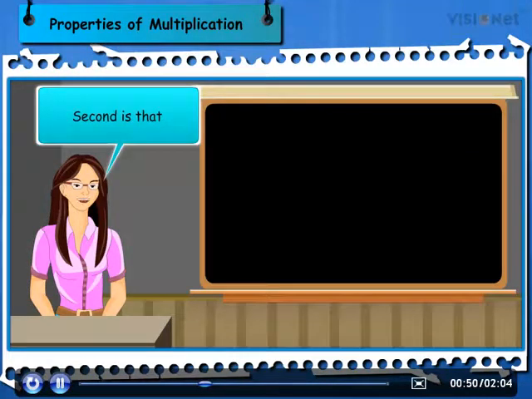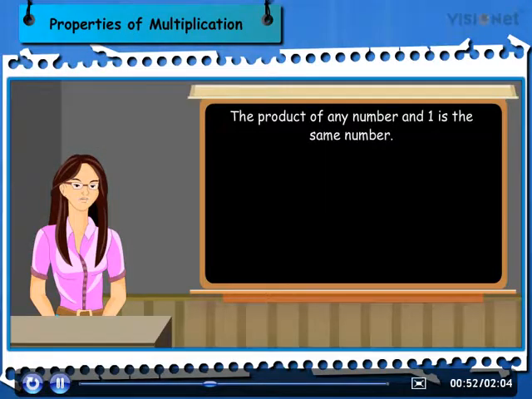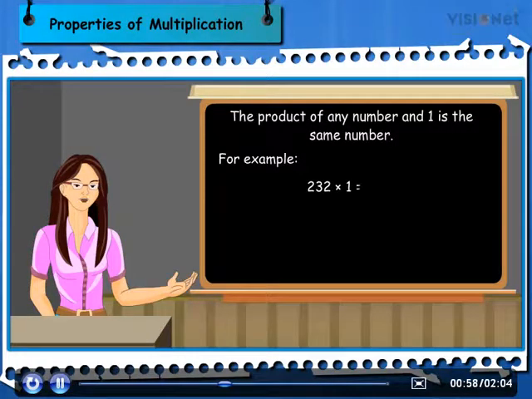Second is that the product of any number and 1 is the same number. For example, 232 multiplied by 1 is equal to 232. 87 multiplied by 1 is equal to 87.